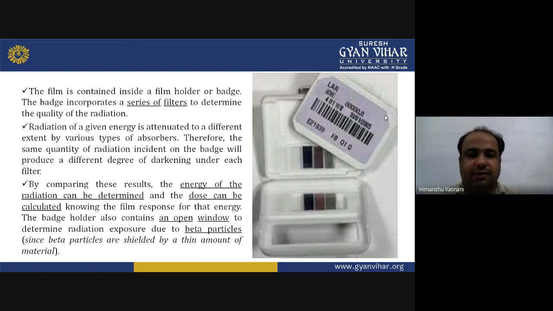You can see the darkening. By comparing these results, you can see in the diagram different kinds of filters. By comparing these results, the energy of the radiation can be determined and the dose can be calculated, knowing the film response for that energy. The badge holder also contains an open window to determine radiation exposure due to beta particles, since beta particles are shielded by a thin amount of material.